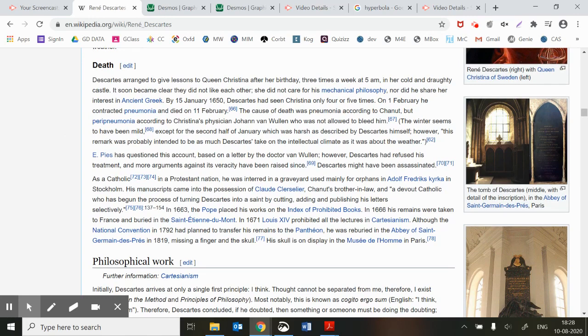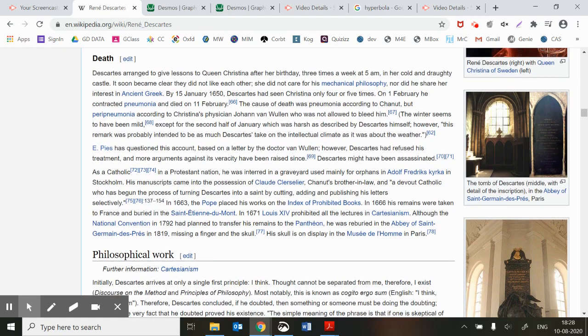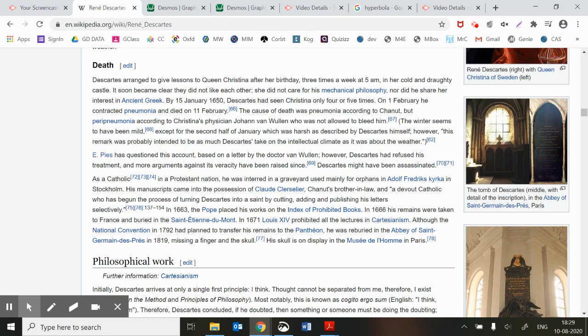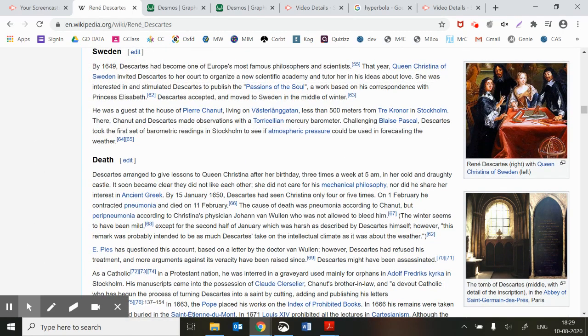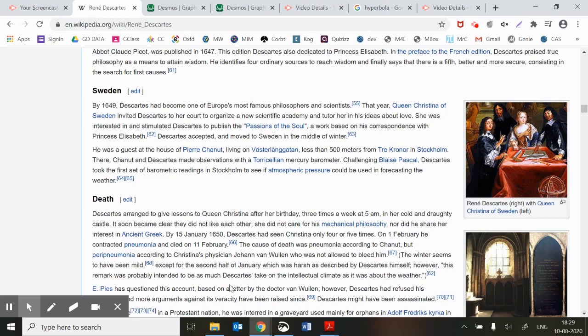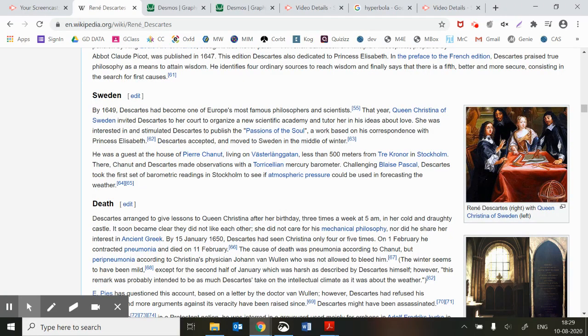It said Descartes arranged to give lessons to Queen Christina of Sweden after her birthday. So this is a mature lady, not a child. And he arranged to give her lessons 3 times a week at 5 a.m. in a cold and drafty castle. It soon became clear that they did not like each other. I wonder if that had anything to do with him getting up at 5 a.m., or even her as well. In fact, he was there to discuss philosophy and, I think, ideas about love. He was a bit of a generalist, and he also came up with, I think, 'therefore I am'. I'm not going to go into the philosophy right now, I really don't know enough. But anyway, interesting to read up on.